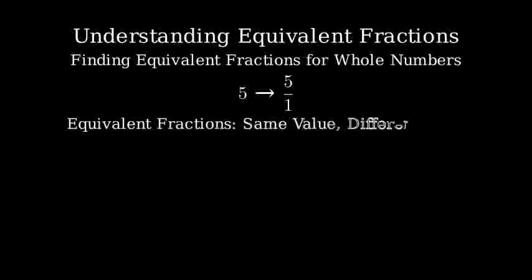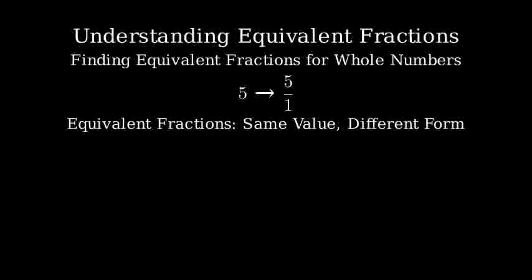Now, let's talk about equivalent fractions. Equivalent fractions are fractions that may look different, but actually represent the same value. To find equivalent fractions of 5 over 1, we multiply the numerator and the denominator by the same number.